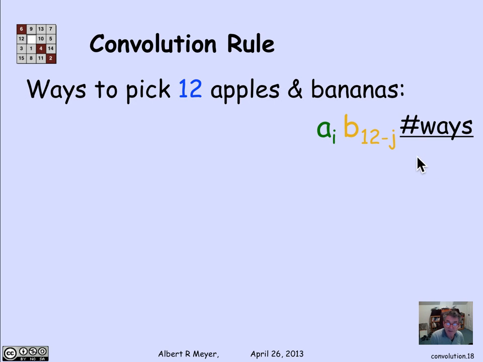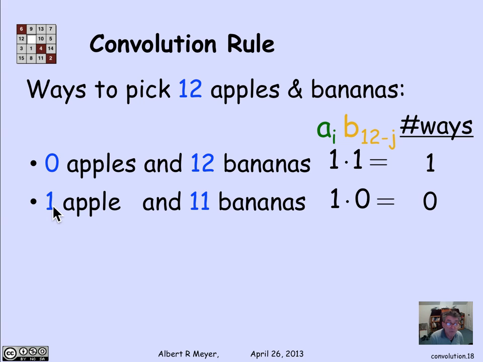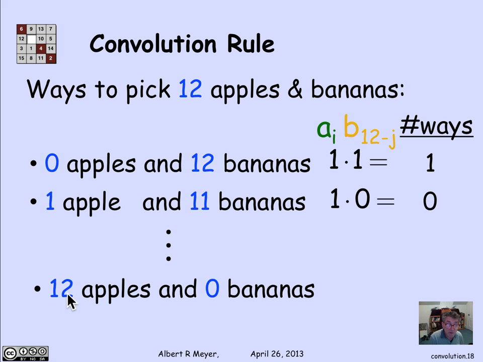And if we work this out, let's say that I pick zero apples and 12 bananas. That means there's one way to pick the zero apples, and one way to pick the 12 bananas, so there's one way to pick zero apples and 12 bananas. There's one way to pick one apple, but there's no way to pick 11 bananas, so one times zero is zero. And continuing, there's one way to pick 12 apples and one way to pick zero bananas. And the total will turn out to be 5 in this case. There are 5 ways to pick a mix of a dozen apples and bananas subject to their separate constraints.